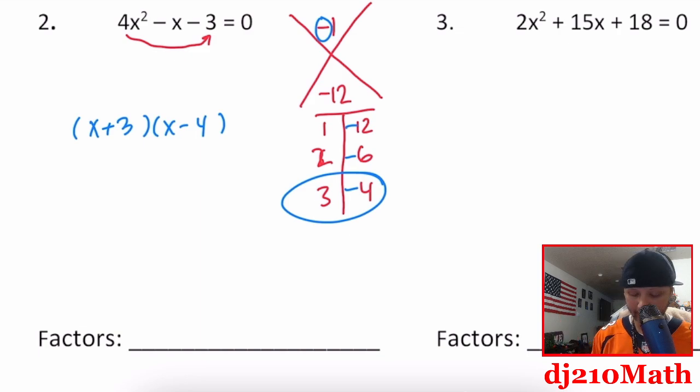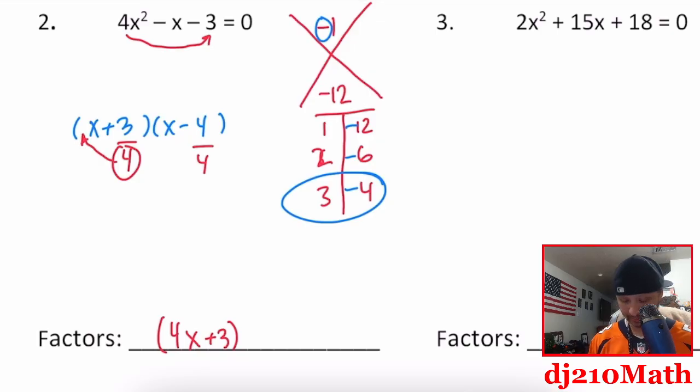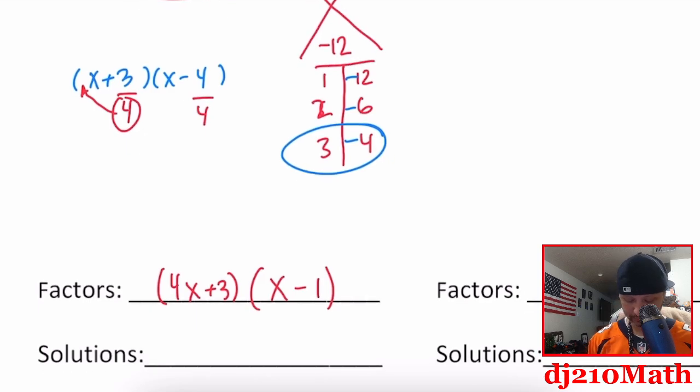But we have to remember to divide out the 4, right? Because that's what we multiplied by. That's what we have to divide out. So then the factors are going to be 4x plus 3, right? Because if you can't reduce it, you bring the number up. And then 4 divided by 4 is 1. So x minus 1. The solutions, just as easy. X equals negative 3/4. X equals positive 1.